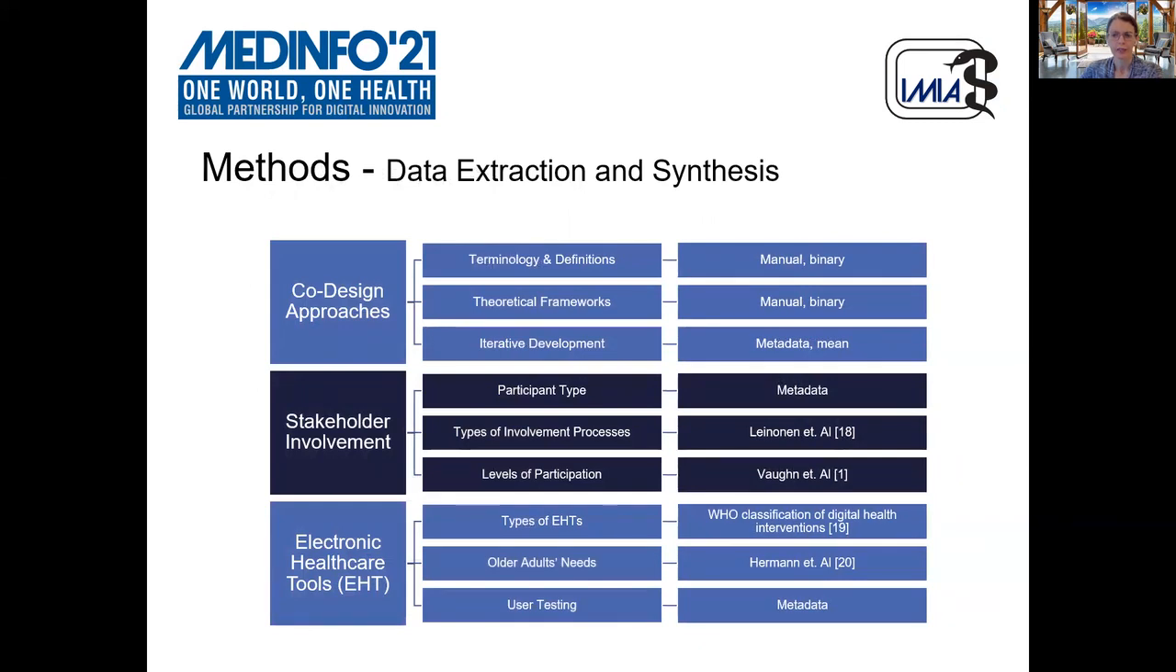Summary characteristics were extracted to provide an overview of the studies. Data from each study were extracted and divided into the three categories you see here: co-design approaches, stakeholder involvement, and electronic healthcare tools. The variables extracted for co-design approaches consisted of terminology and definitions, theoretical frameworks, as well as iterative development. We also extracted variables for stakeholder involvement, including participant types, types of involvement processes, and levels of participation. The variables for the electronic healthcare tools included the types of healthcare tools, as well as older adults' needs addressed by electronic healthcare tools, and finally, user testing.